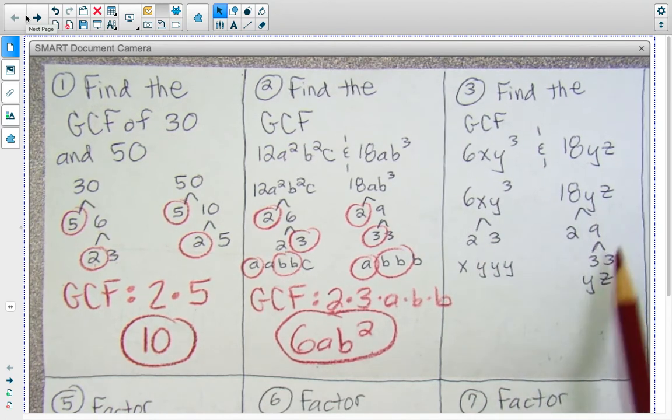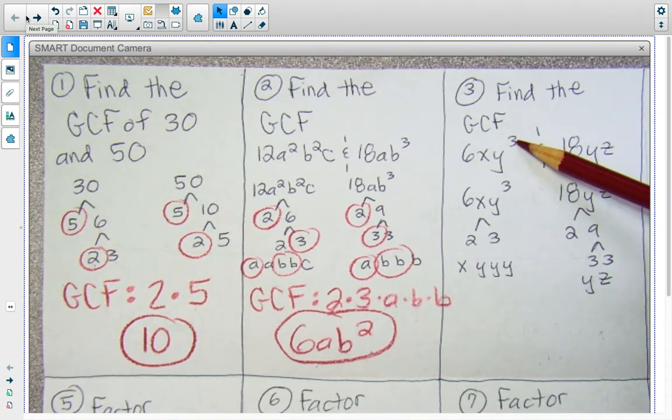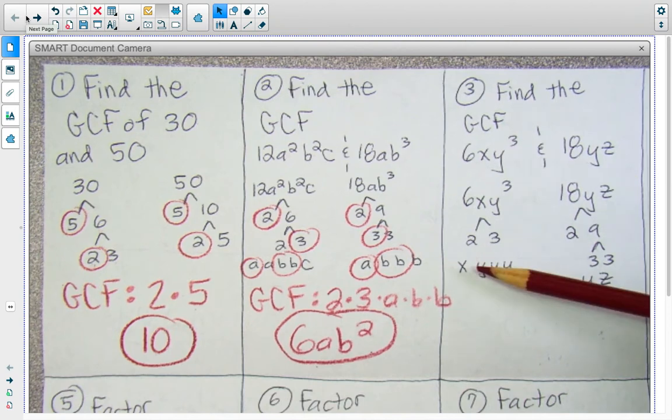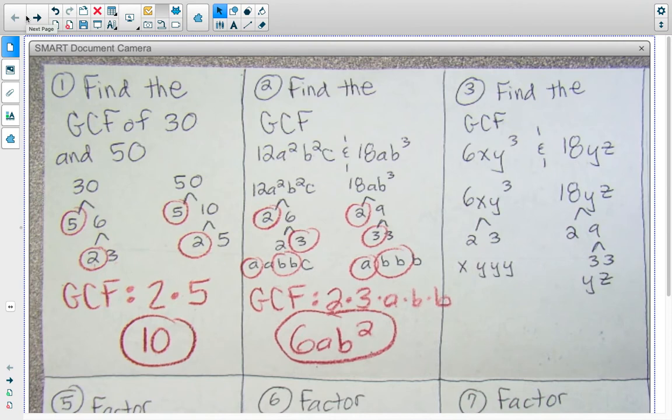Number 3, find the greatest common factor of 6ay to the third and 18yz. Again, I already did the factor tree. Break it all the way down to prime numbers and make sure you list out the variables. The exponent tells you how many variables we have. So this is y to the third, I got 3 y's. I have 1 y, 1 z.